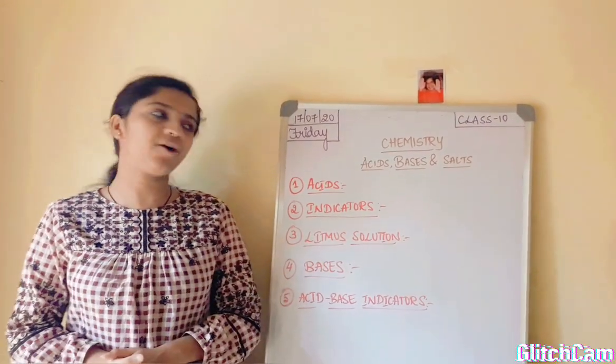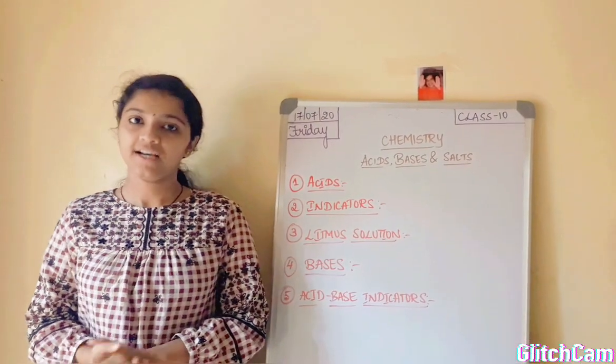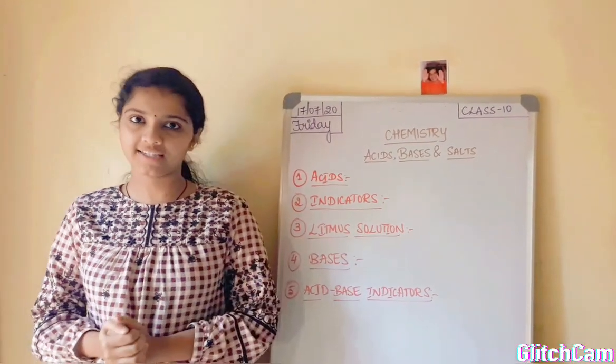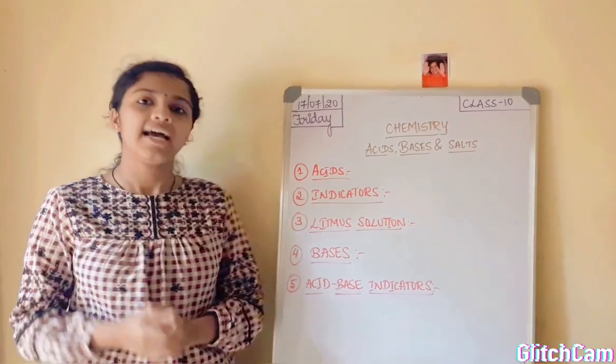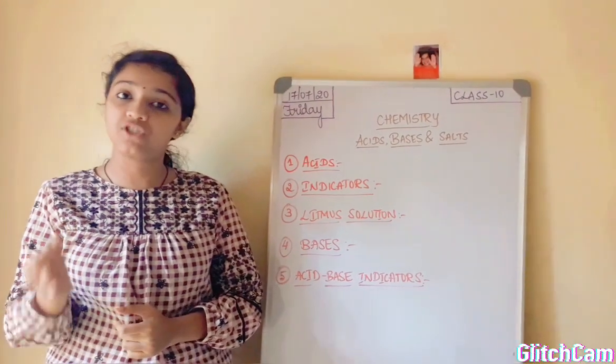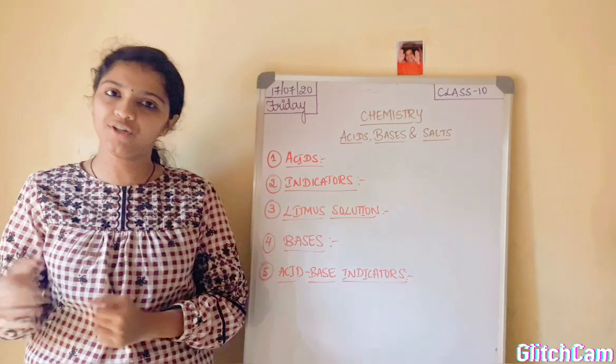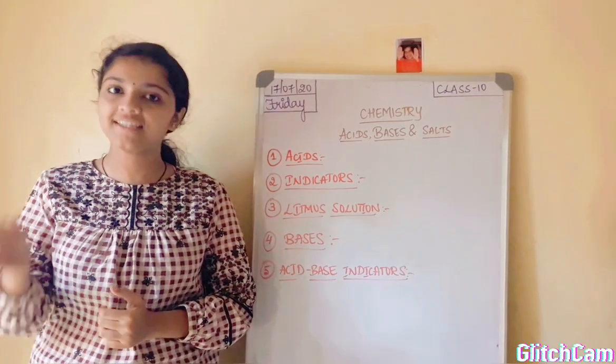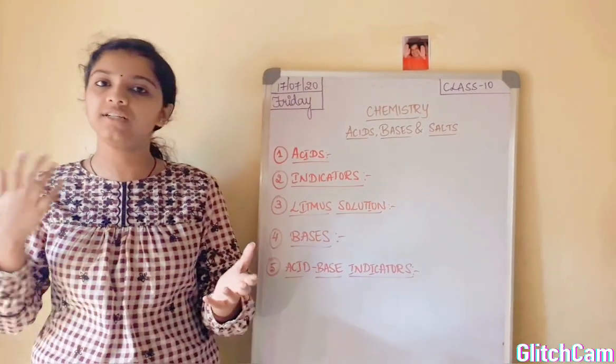Today we'll be learning about acids, bases and salts. Firstly, let us learn the important concepts of this chapter. Acids. Acids are those substances which change blue litmus solution to red.